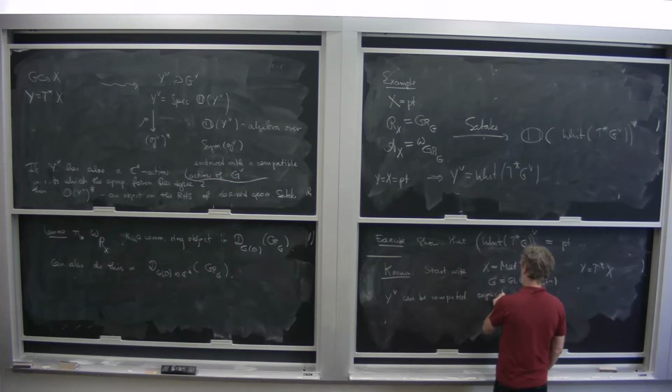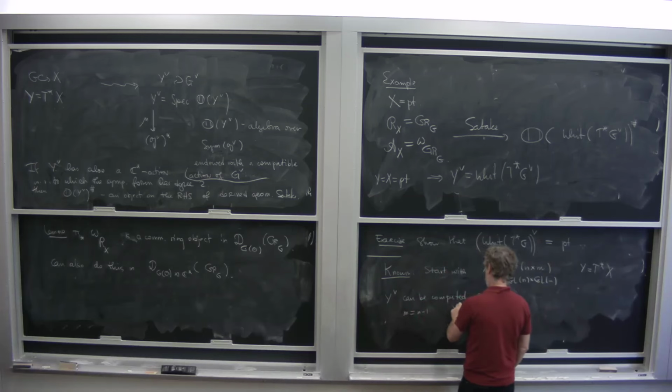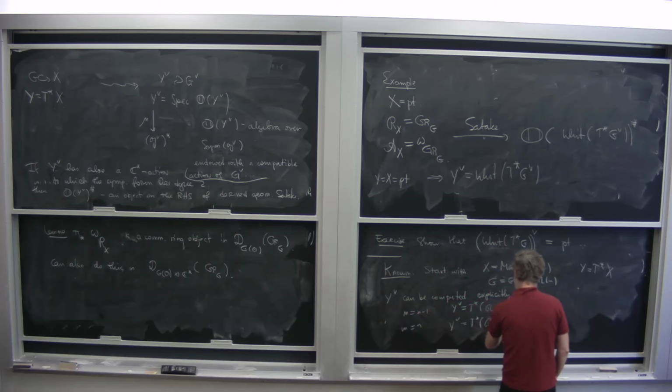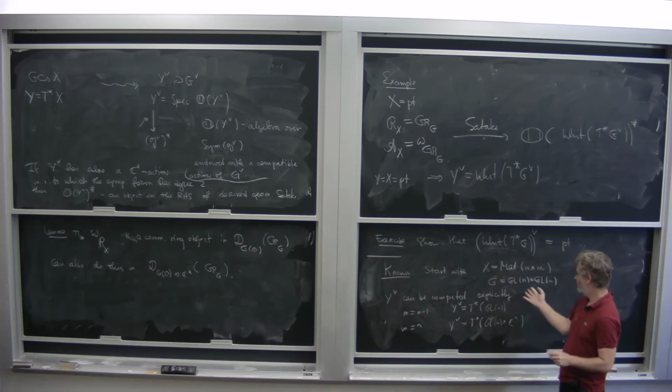So let me just tell you that, for example, if m is equal, as before, to n minus 1, then this Y check is just T star of GL_m. And if m is equal to n, then Y check is T star of GL_m times C^n. In fact, in this case, you can prove that it works sort of both ways.